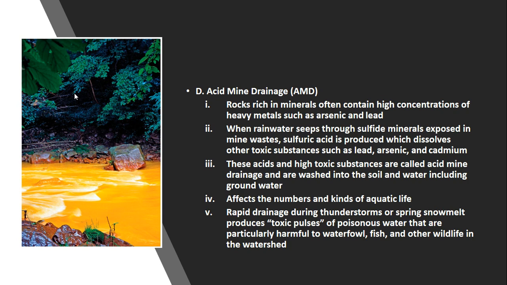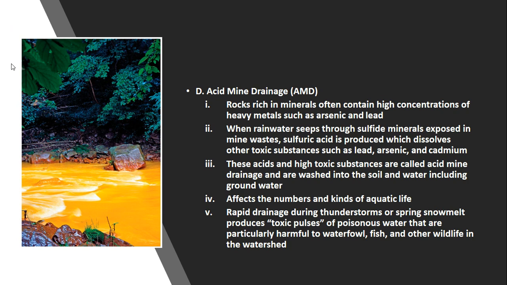When rainwater seeps through those lead minerals exposed in whatever waste may have been collected, sulfuric acid can be produced as a result of the mixture of those sulfur minerals and water. This can dissolve other toxic substances found in the rock, like lead, arsenic, or cadmium. Then the mix of the toxic substances and all of those acids creates this really toxic mixture that can wind up in the soil or even the groundwater. So you can kind of see that in that image here.